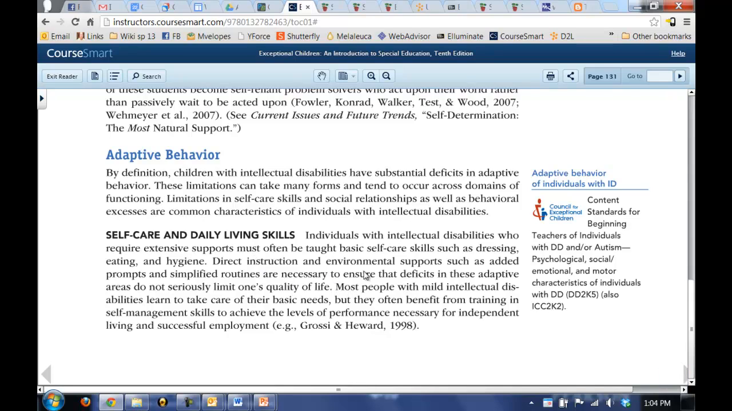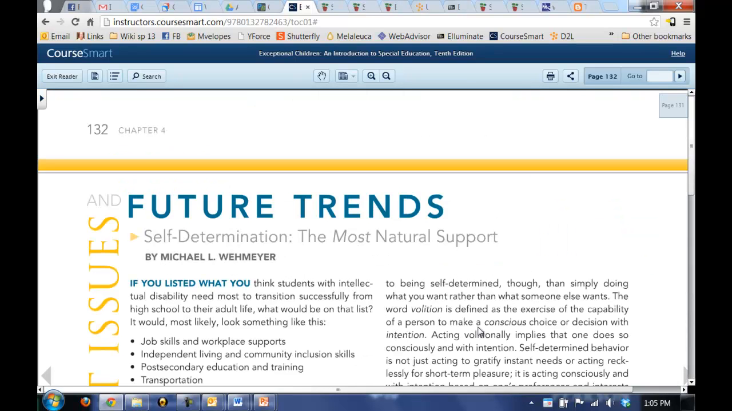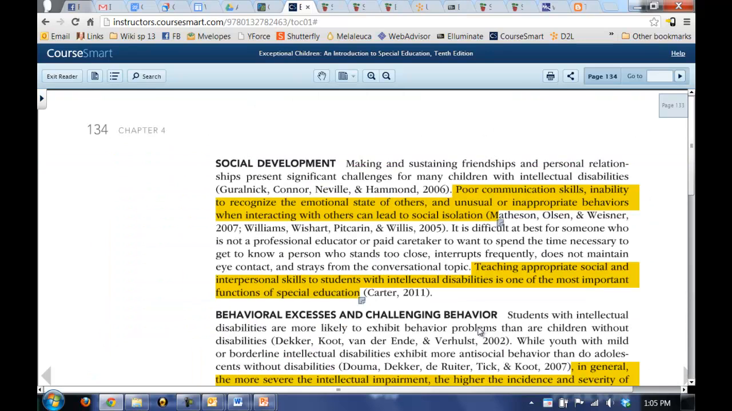Direct instruction, environmental supports, add this. Routines are necessary. Most people with mild intellectual disabilities learn to take care of their basic needs, but they often benefit from training in self-management skills to achieve a higher level. All right. Jump by all this.